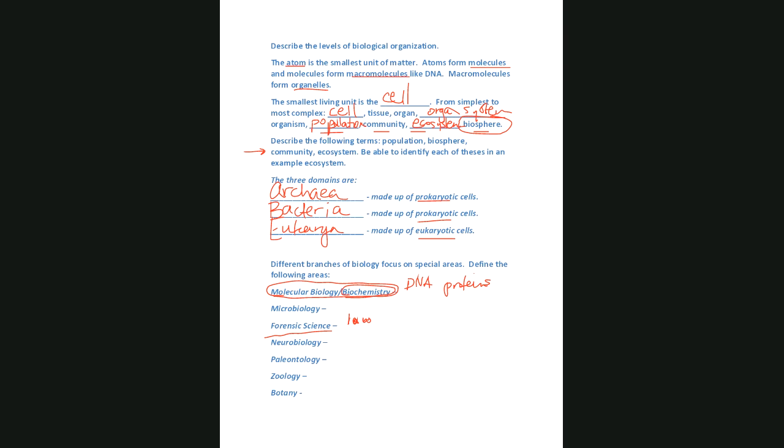Neurobiology is the nervous system. We think of it with the brain. Paleontology, fossils, right? We think about that with dinosaurs. Zoology, animals, and botany.